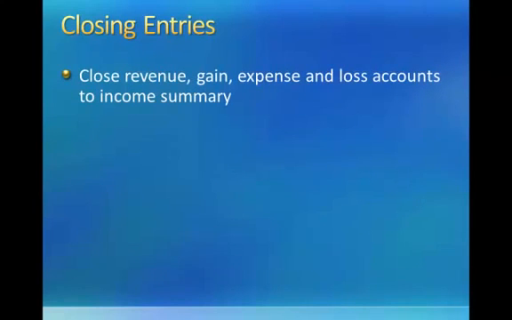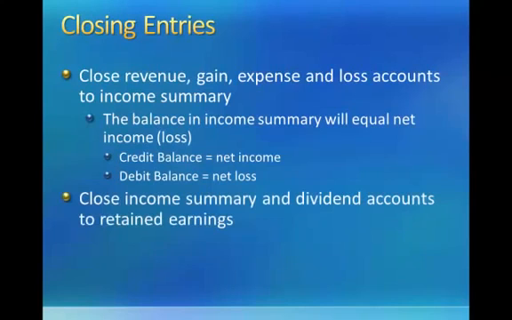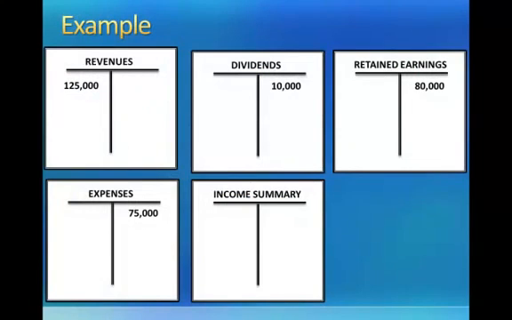Closing entries are done by closing the revenue, gain, expense, and loss accounts to the income summary account. And after we do this, the balance in the income summary account will be equal to the net income or loss. If there's a credit balance in the income summary account, we will have net income. If there's a debit balance in the income summary account, we'll have a net loss. Next, we close the income summary and dividend accounts to retained earnings. And that will wrap up the closing entries that are required.